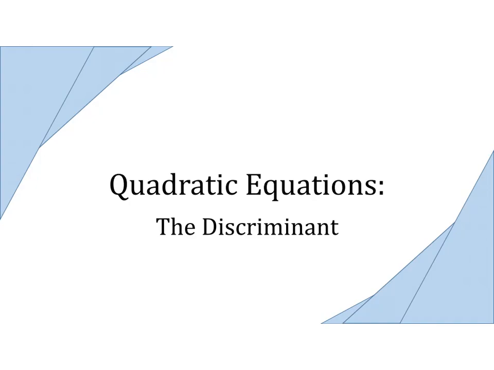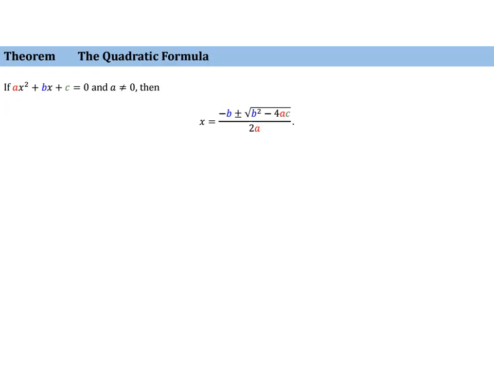Now that we have discussed the quadratic formula, we can discuss something called the discriminant. The discriminant allows us to discern what type of solutions a quadratic equation would have without actually having to solve the quadratic equation. So let's remember the quadratic formula. The quadratic formula is this expression, and you'll notice that there is a radical. And the radical portion of this is what gives rise to the discriminant.